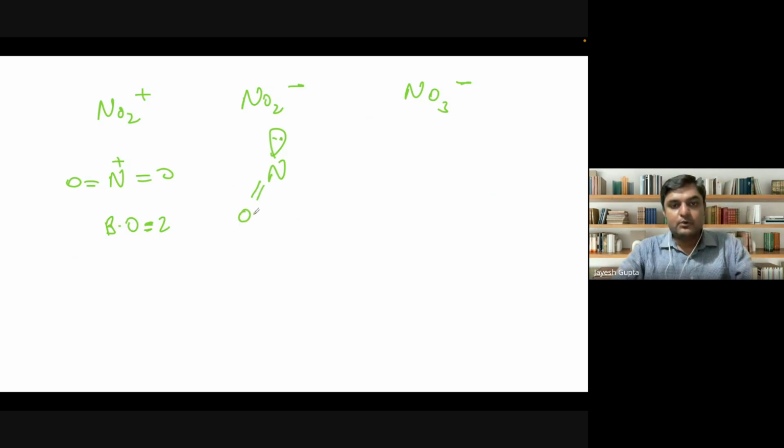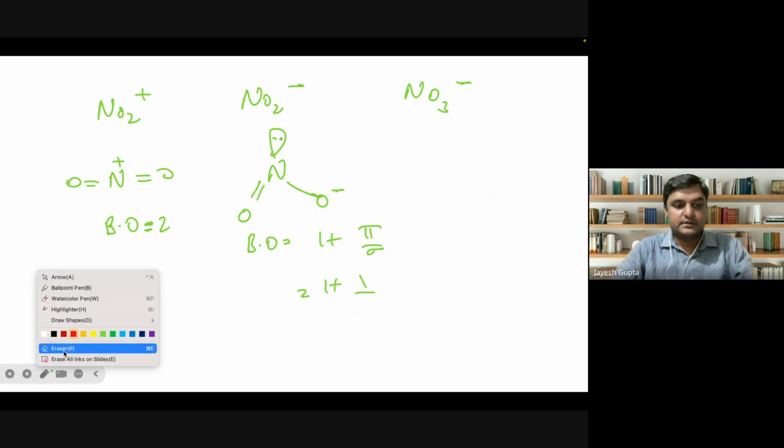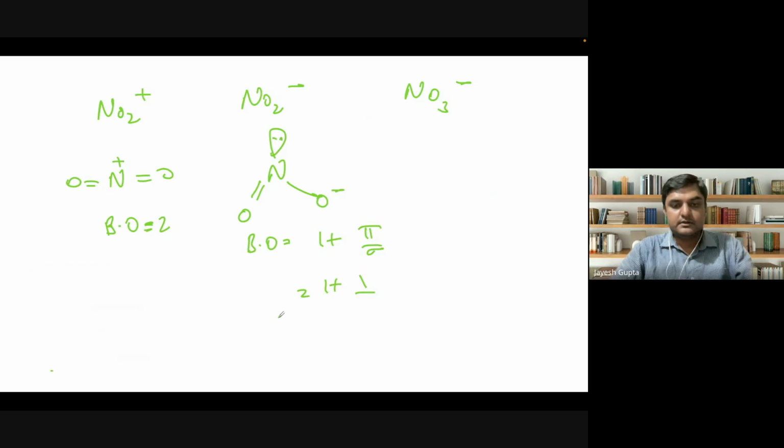So N double bond O, single bond O minus. Here you can see resonance is there. So bond order will become 1 plus pi upon sigma. That is 1 plus pi is 1, sigma is 2. So 3 by 2 you will be getting. So you will get 3 by 2.